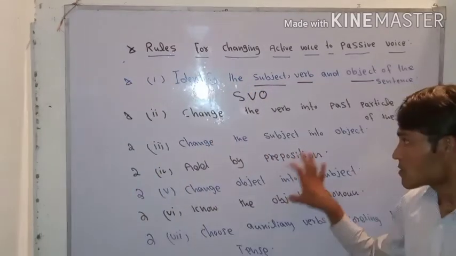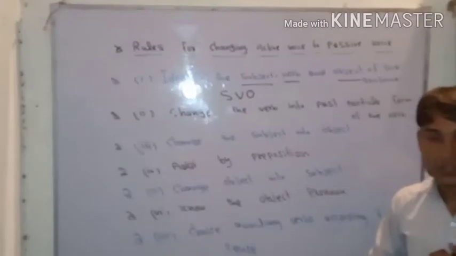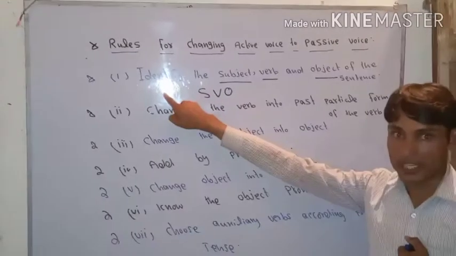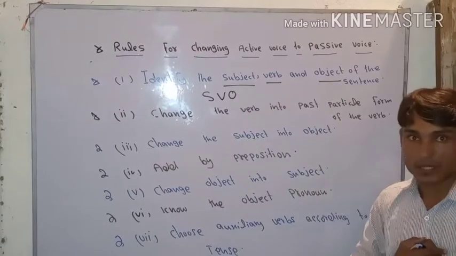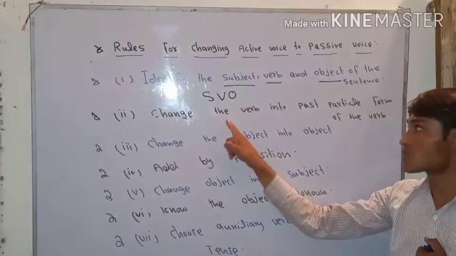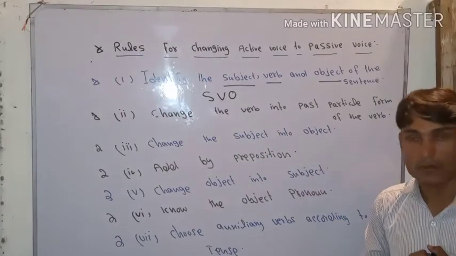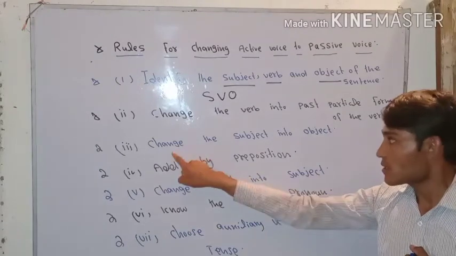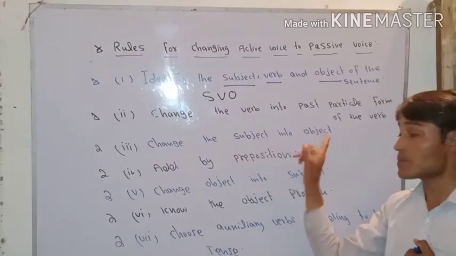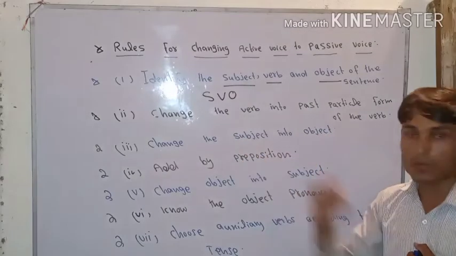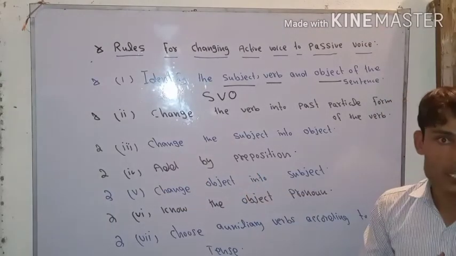So now we have 7 rules when you want to change active voice to passive voice. First of all, we should identify the subject, verb, and object of the sentence. The second is change the verb into past participle, as we know that past participle is also called third form of verb. The third rule is change the subject into object. It simply means that replace the subject with object, or object with subject. And the fourth rule is add by preposition, but sometimes it is not required.